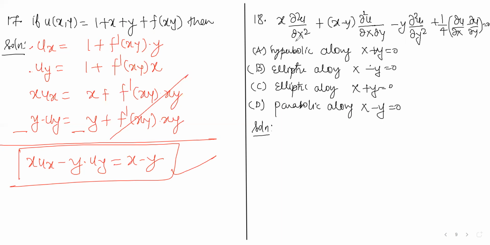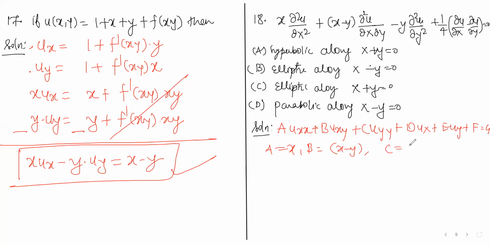Now let us solve this one. You are given x plus (x minus y) del square u over del x del y minus y times del square u by del y square, and so on. So you just need to compare with the canonical form of this equation, that says a u_xx plus b u_xy plus c u_yy plus d u_x plus e u_y plus f equal to 0 or g. So you get a equal to x, b equal to x minus y, and c equal to minus y. We need to find out b square minus 4ac.